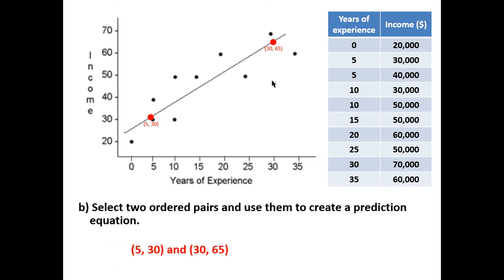And really, you could pick any 2 points. It doesn't matter. The only requirement is that they're both on the line, and then we want to have points that are on opposite sides of the line to get the truest numbers for us later on.